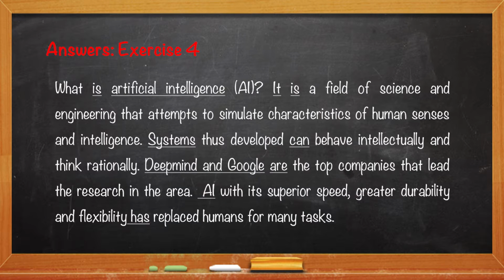Look at the solved exercise, same passage. What is artificial intelligence? It is a field of science and engineering that attempts to simulate characteristics of human senses and intelligence. Systems thus developed can behave intellectually and think rationally. DeepMind and Google are the top companies that lead the research in the area. AI, with its superior speed, greater durability and flexibility, has replaced humans for many tasks.